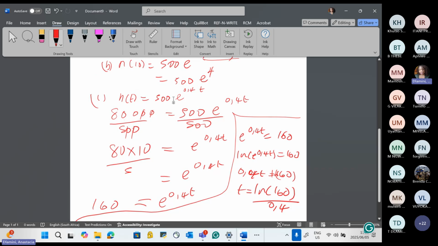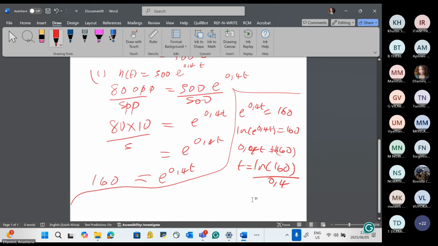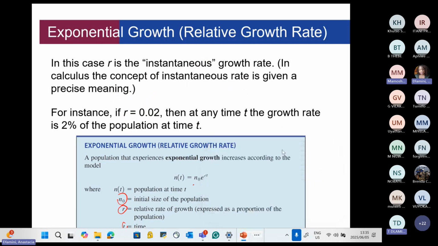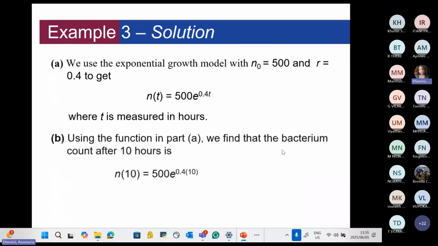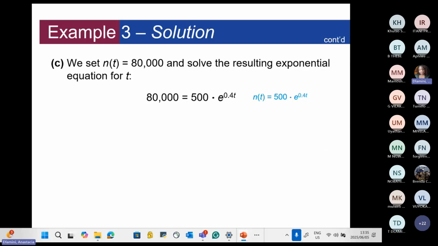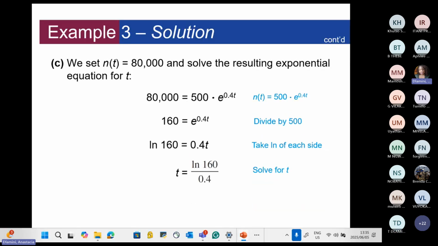Guys, is it right, or should we go and check the answers now? It's right, I think it's right. Let's go check the answers. The first one we were right, yes, e to the power 4. The second one we were right.